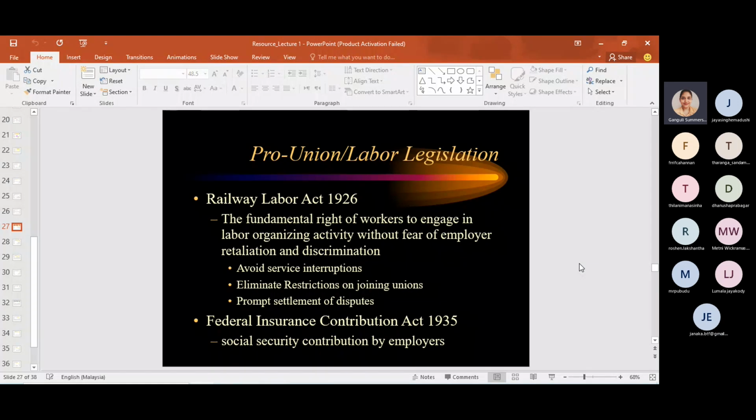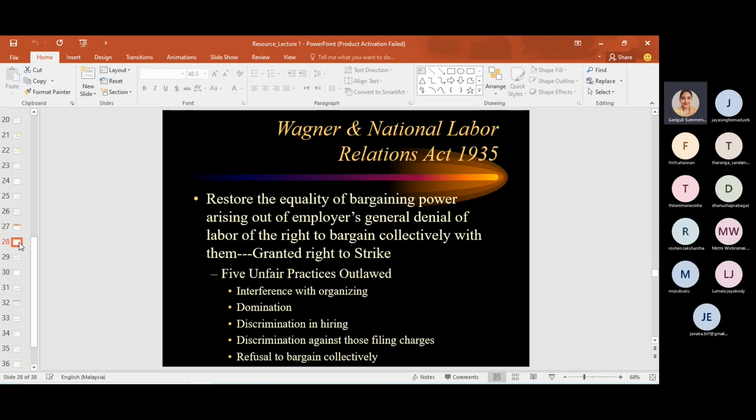And there is another act called Federal Insurance Contribution Act made in 1935. So both these acts fall under pro-union labor legislation. Okay, and then there is another act called Wagner National Labor Relations Act. So this act was made in 1935. So it also falls under pro-union labor legislation.